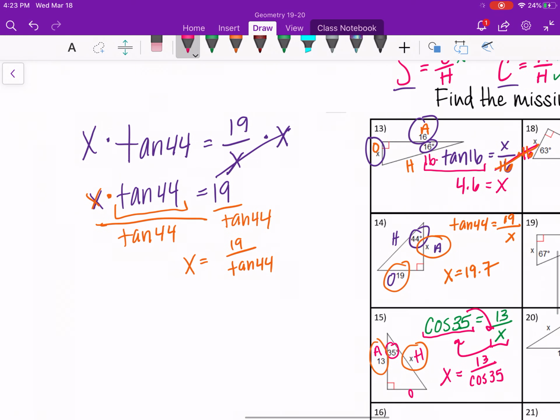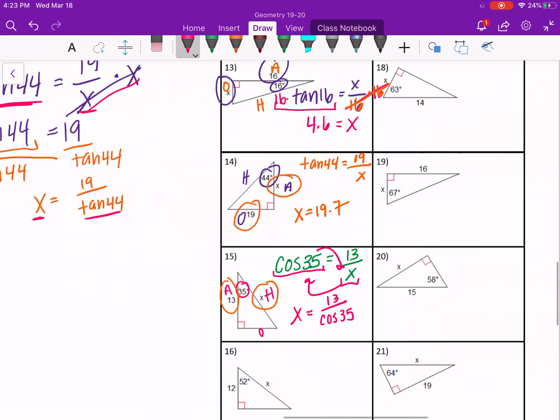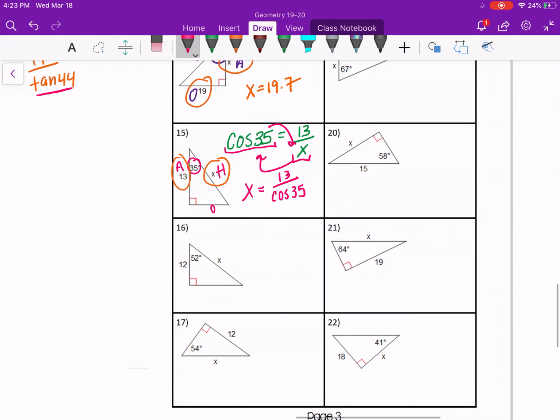And so the proof is right here. You saw multiplying both sides by x. You saw dividing both sides by tangent of 44, but at the end of the day, you ended up with x over here and tangent of 44 over here, when you started with tangent of 44 over here and x over here. So it works every time that x is in the denominator.